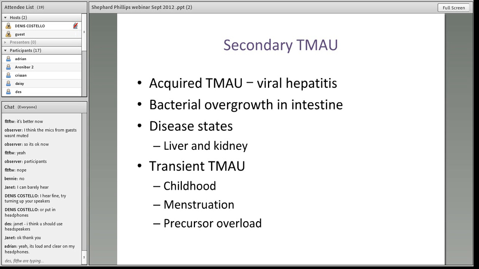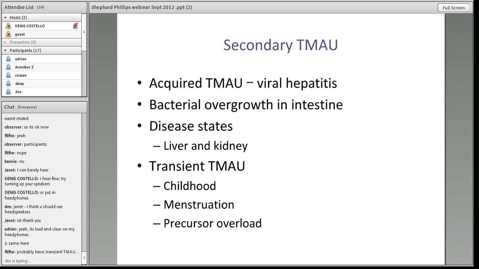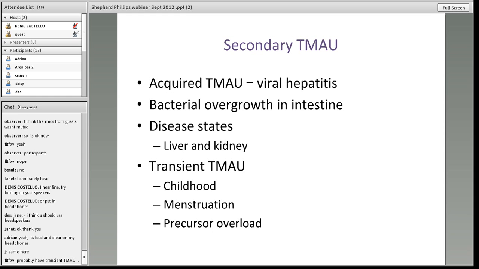So there's a form of trimethylaminuria we call acquired trimethylaminuria, and this occurs in some patients that have viral hepatitis. And what happens here is the patient recovers from the viral infection, but has acquired trimethylaminuria. This is rare. Most people will recover from viral hepatitis and won't acquire trimethylaminuria, but some people do. And we do not know why their FMO3 protein is compromised by the viral infection.